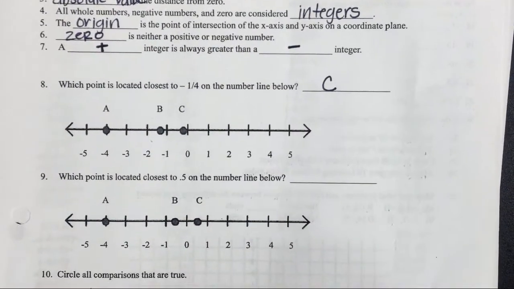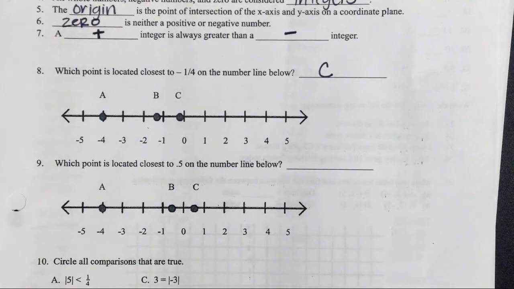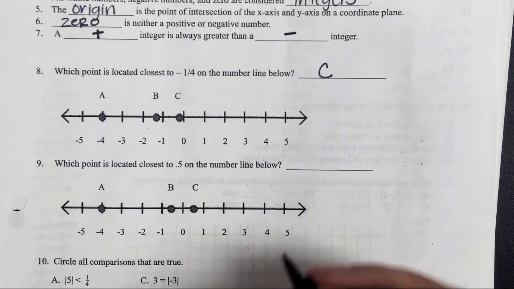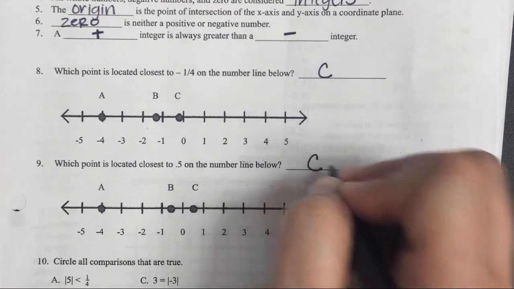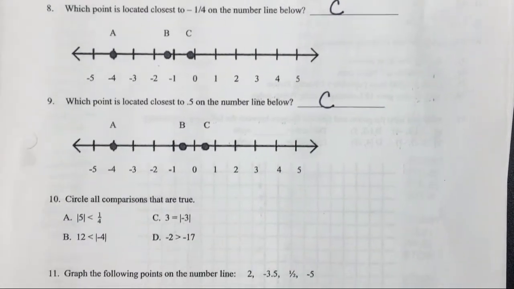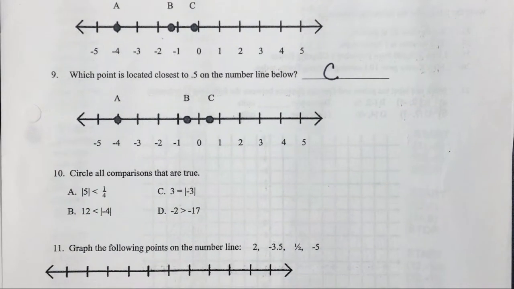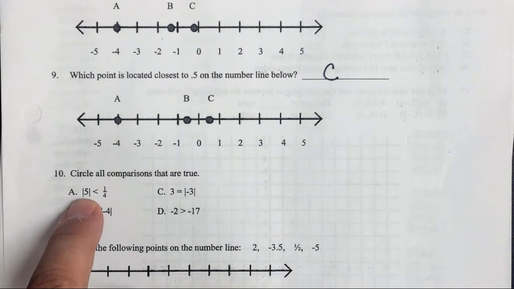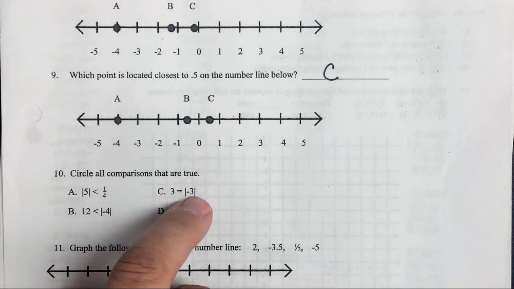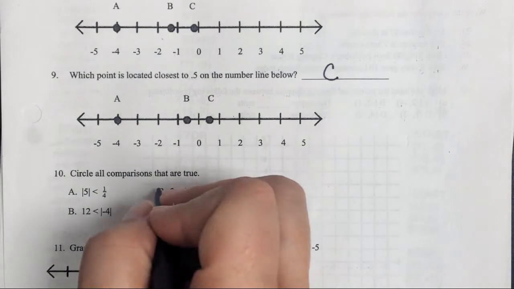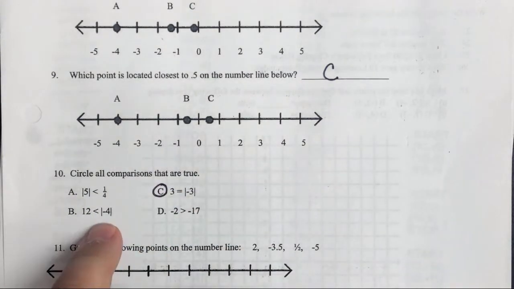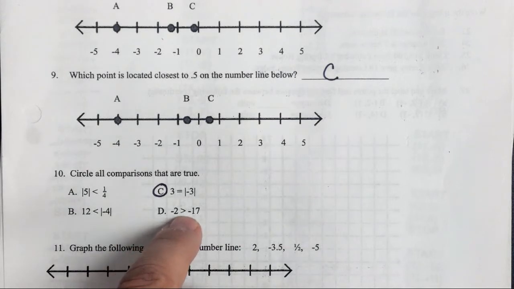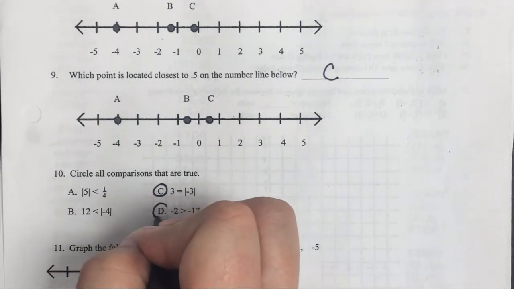Okay, which point is located closest to 0.5 on the number line? C. Very good. It's the only one that is positive. Okay, on the next one, we're going to circle all comparisons that are true. What do these bars make our numbers do? Become positive. Is positive 5 less than 1/4? No. Is 3 equal to the absolute value of negative 3? Yes. So we're going to circle that one. Is 12 less than positive 4? No. Is negative 2 greater than negative 17? Yes. Remember, because it's closer to 0.